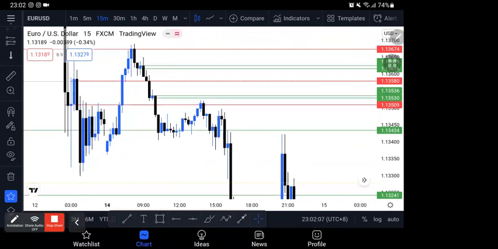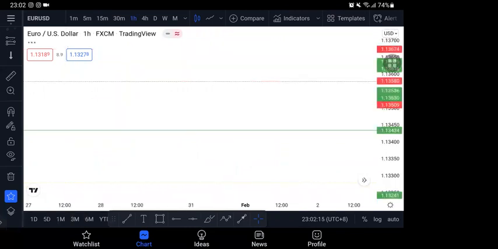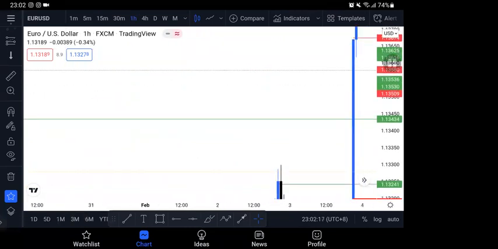Okay. So for the H4 sell, we have the M30 setup and H1 for buyers. So let's monitor the H1. Is it broken or not?